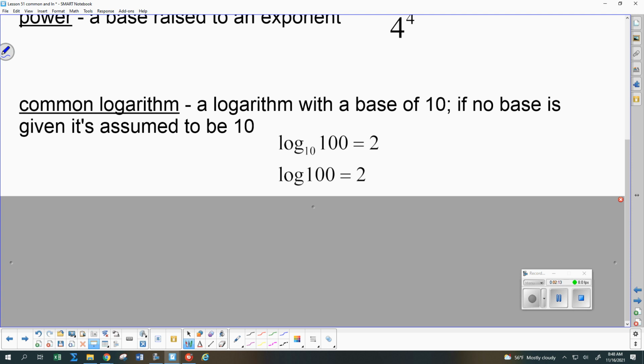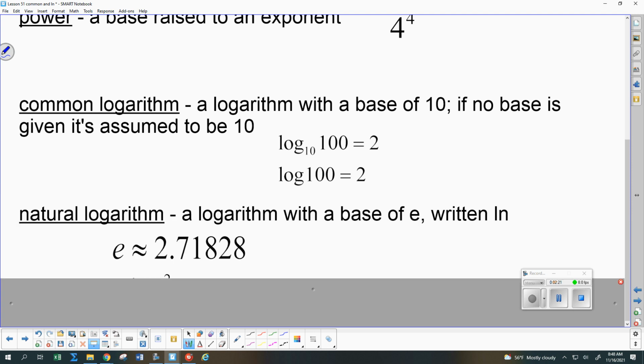Anybody remember natural log, what its base is? It's e, and e is another one of those special numbers, kind of like pi. It has a whole bunch of digits in it, and e is a little bit less than 3, pi is a little bit more than 3. We're not going to worry about memorizing it. If we need it, we're going to use the button on the calculator, e to whatever power we want it to be, and just plug it in right there.